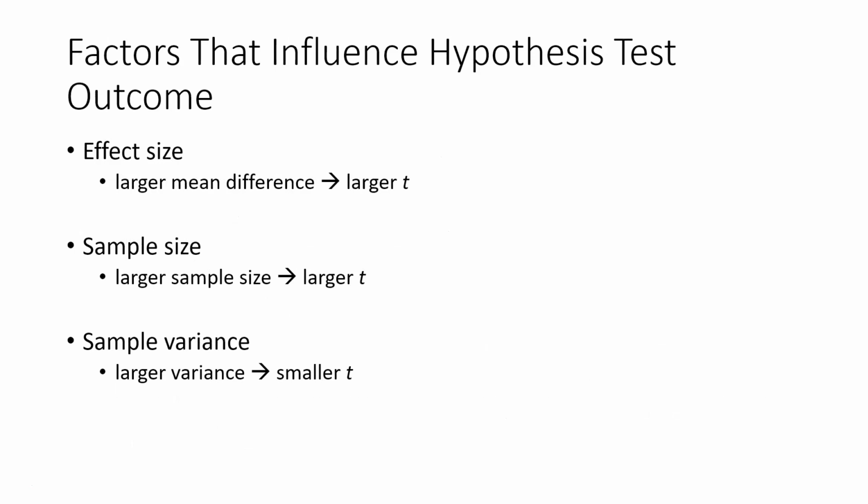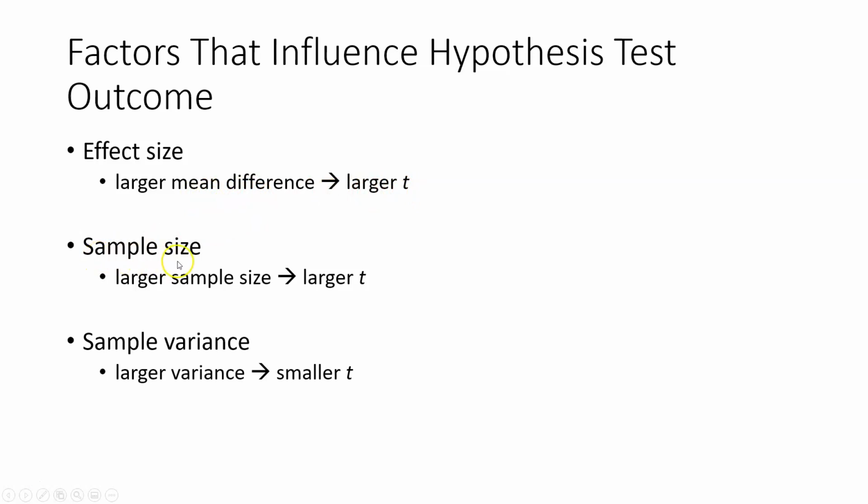I also want to remind you about a couple of factors that influence hypothesis test outcomes. These are things that we've talked about in the last few modules, but I want to rehash them just again to get it in your memory a little better. Effect size is impacted by various decisions that you might make. If you have a larger mean difference, then there's a larger t. A larger mean difference, that means the scores are farther apart in the two conditions. Then you're likely to have a larger t.